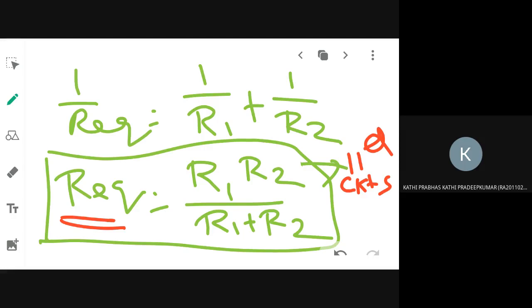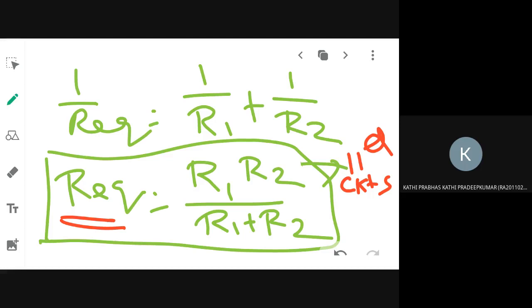Whenever I am having parallelly connected resistors, if I want to obtain the equivalent resistance, if I want to reduce the circuit further, then what is the formula? R1 R2 divided by R1 plus R2, or in general 1 by R1 plus 1 by R2 plus 1 by R3 plus 1 by R4 up to 1 by Rn. The formula will go on if n number of resistors are connected in parallel.